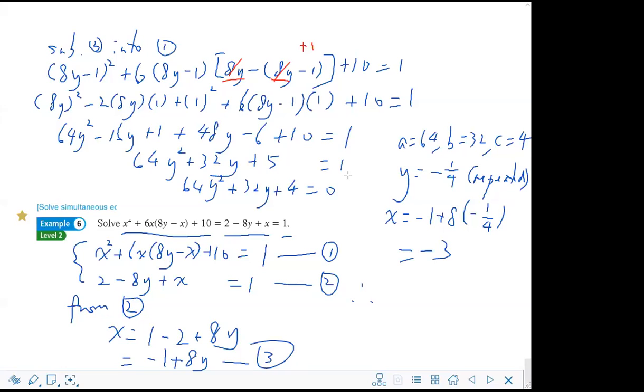Therefore, you just write down the answer. X should be equal to negative 3, and then y should be equal to negative 1/4. And that is the only answer for this question. Is that okay? So if it is okay, then I would like you to do the instant drill number 6. Instant drill number 6, please. So I give you 6 minutes for this. Please remember to upload to the MathApp web system.